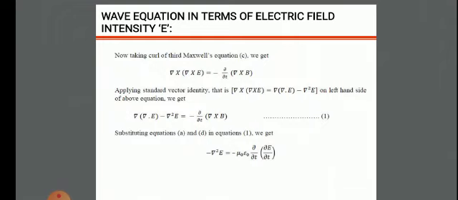which is equation 1. We know that from the first Maxwell's equation in free space, divergence of E is equal to 0. So the above equation becomes minus del square E is equal to minus mu naught epsilon naught dou by dou t of dou E by dou t, because for the fourth Maxwell equation, curl B is equal to mu naught epsilon naught dou E by dou t.